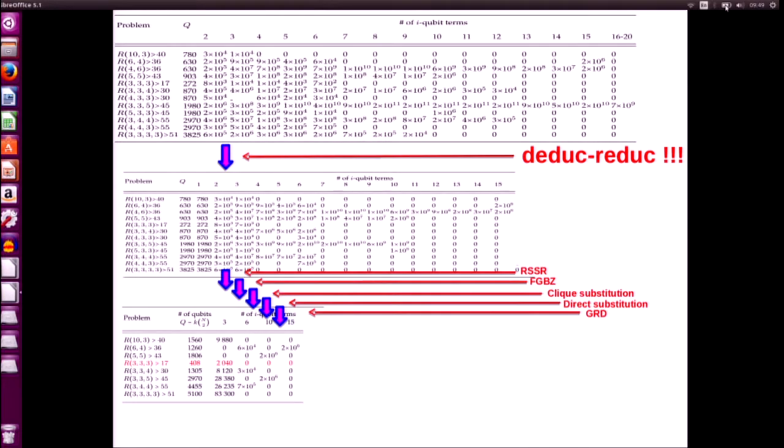Then we can apply a whole host of different methods. This is a method that Neil Okada and Toby Cathcart-Byrne came up with. Recursive search-based reduction, then there's FGBZ, clique substitution, direct substitution, generalized roof duality. These are all methods that have been very popular in the image processing world, in computer science, in classical optimization of k-local problems. We can actually reduce this chart into this cute little chart over here.